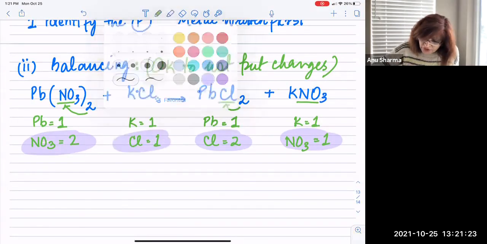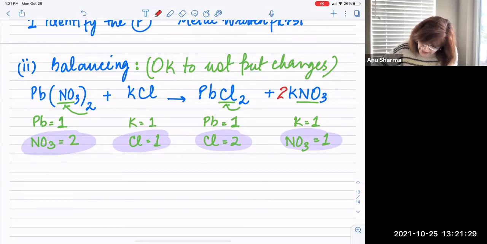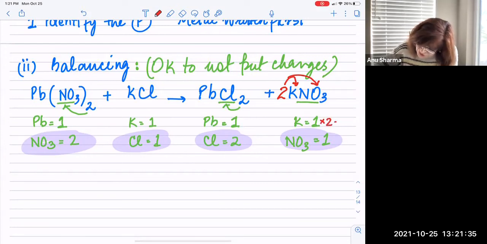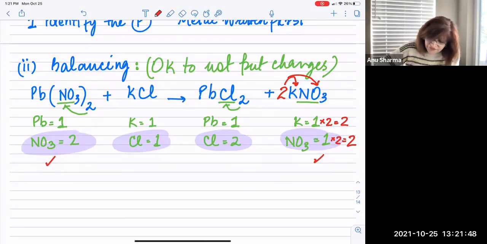So what will you do? You're going to change this and make the nitrate 2. When you do that, this 2 applies to potassium and nitrate, so this becomes 2 potassiums and 2 nitrates. Nitrate and nitrate got balanced, but something else got tipped, that is potassium. So we need to make the potassiums 2 here.